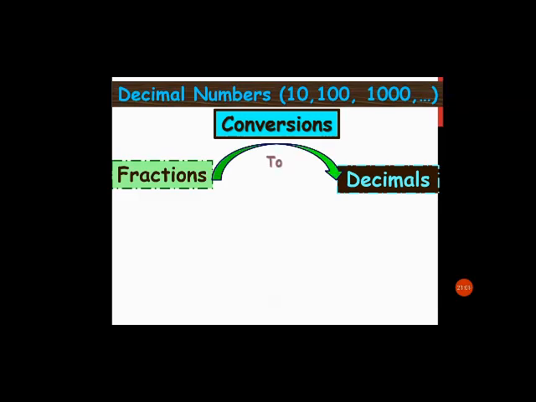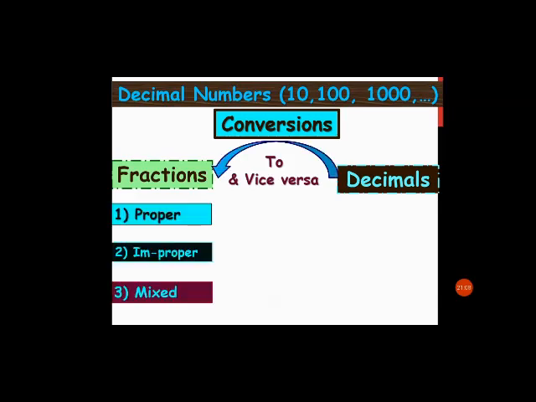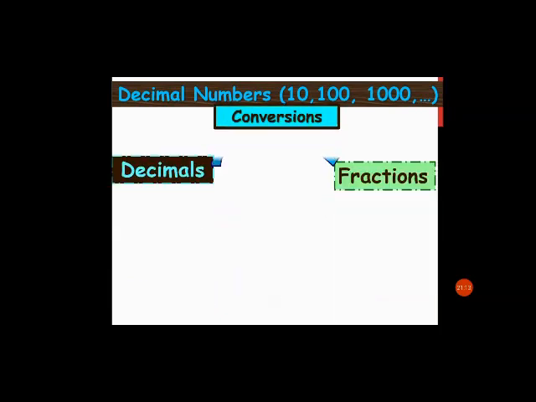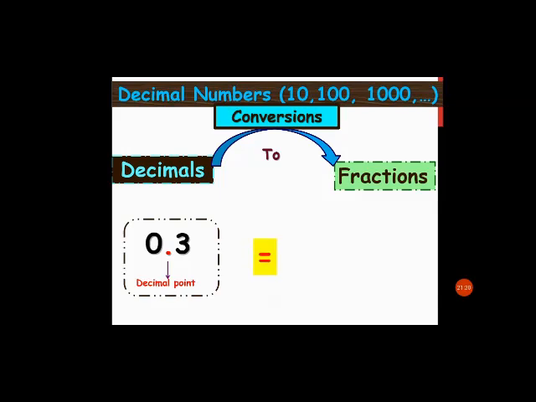So from fractions to decimals and from decimals to fractions, vice versa. So now we have to study how to transform from a decimal to a fraction. If I have a decimal number and I want to transform it into a fractional form, so 0.3. So this is the decimal point. So it equals what? First, how to transform into the proper fraction.